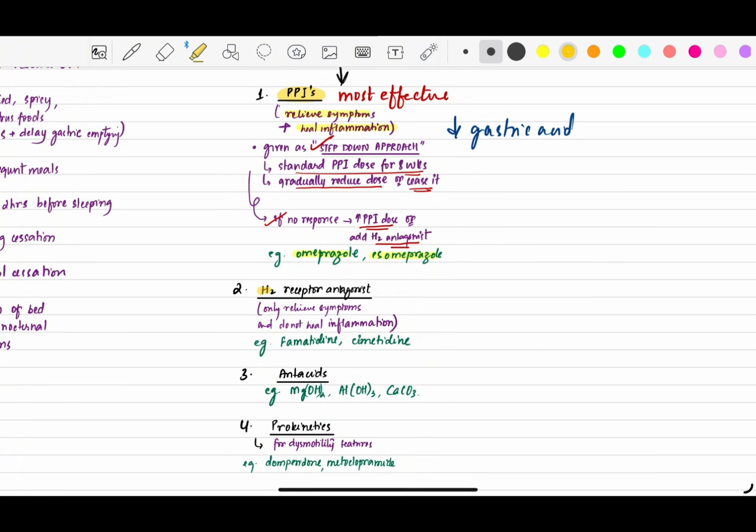Then we have the H2 receptor antagonist, which also work by decreasing the gastric acid production. However, their mechanism is a little different, where they only relieve the symptoms of GERD and are not responsible for healing inflammation like we discussed in PPIs. The drug examples include famotidine and cimetidine. Then we have antacids. Antacids work by neutralizing the gastric acid. Examples include magnesium hydroxide, aluminum hydroxide, and calcium carbonate.